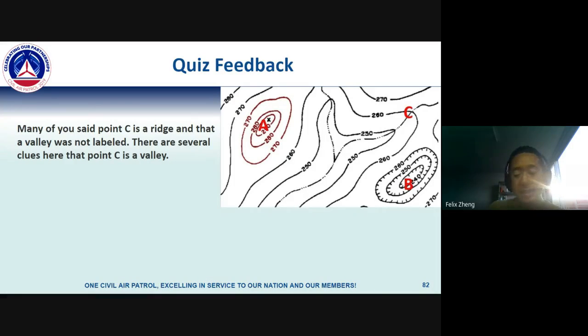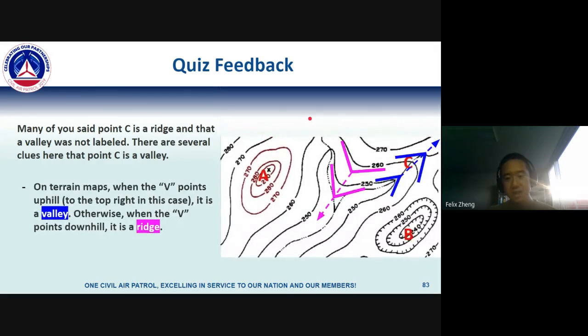A lot of you guys said C is a ridge. And there are a couple of hints that we can use to tell that C is not a ridge. C is actually a valley.